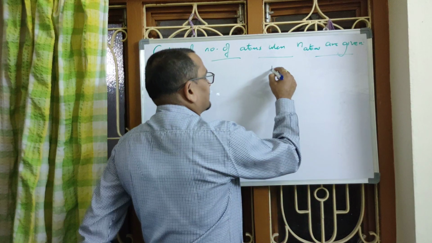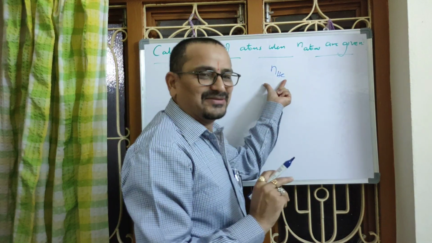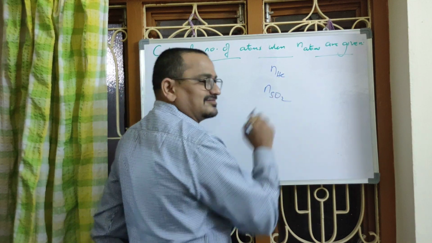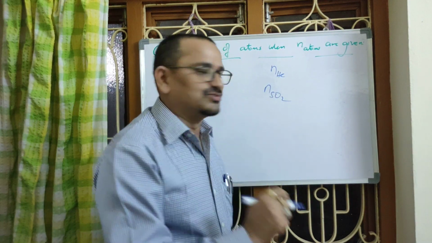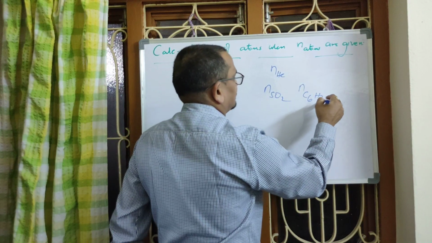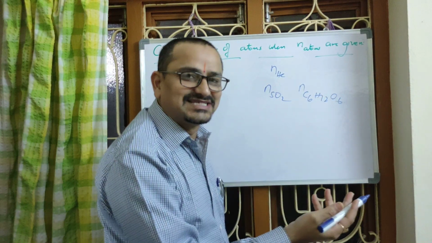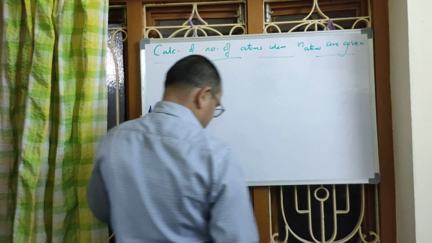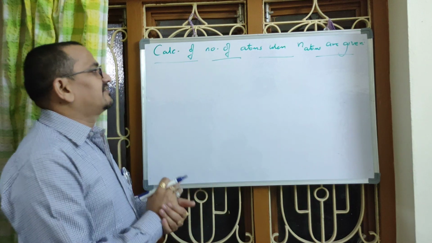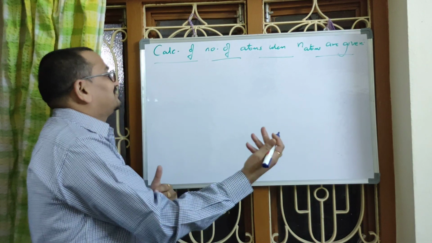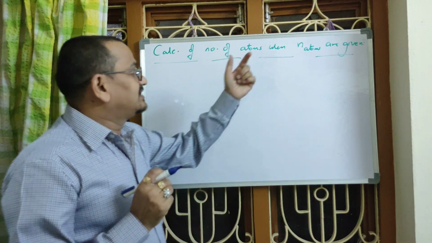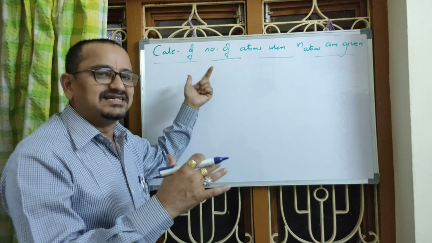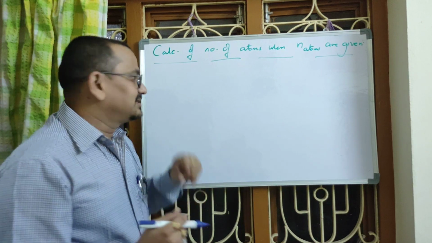Suppose number of moles of helium is given. How do you pronounce this? Number of moles of SO2. Number of moles of glucose. Like that, the subscript is the substance. Now, calculation of number of atoms when number of moles of atoms are given. We are given the number of moles. In that, how many atoms are present? That's what we have to calculate, right?